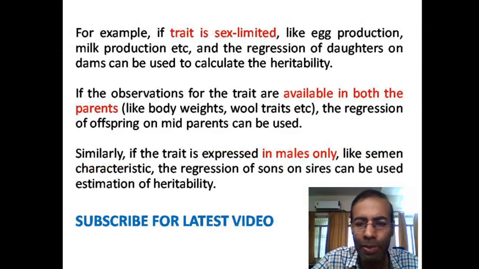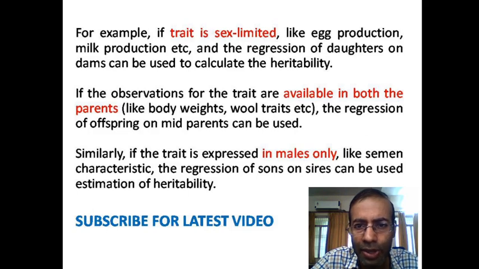There are some examples of which method should be used. For example, this is the first example. In the case of sex-limited traits like egg production and milk production, which are generally observed in females only, regression of daughters on the dam can be used for the calculation of heritability.